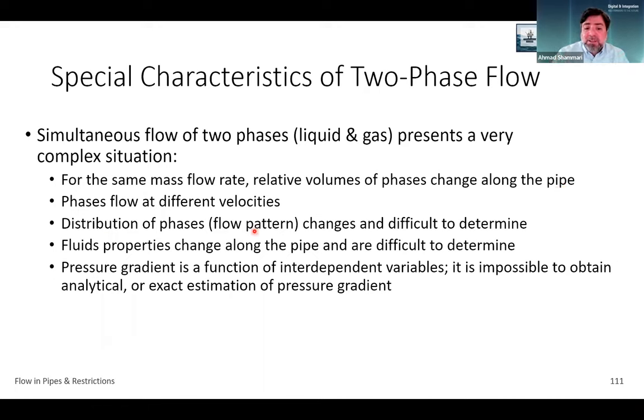The distribution of phases and the flow pattern change and are difficult to determine also. Fluid properties change along the pipe and are difficult to determine as well. Pressure gradient is a function of interdependent variables, and it is impossible to obtain analytically the exact estimation of pressure gradient. So that's why we cannot know 100% how much the pressure drop is for two-phase flow. That's why we use correlations, mechanistic models, or even sometimes artificial intelligence.